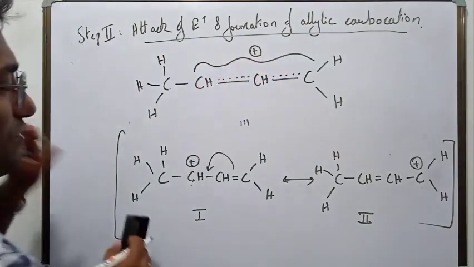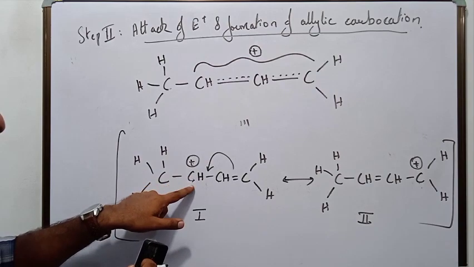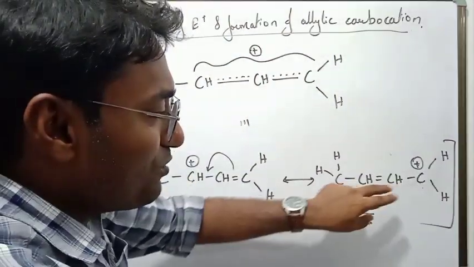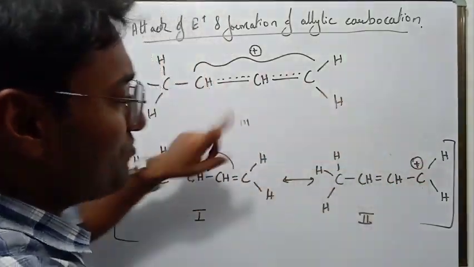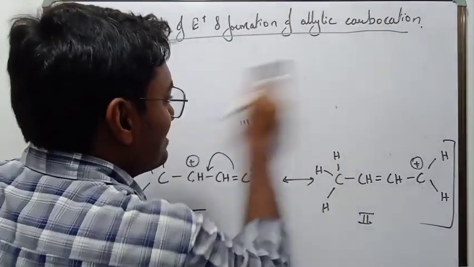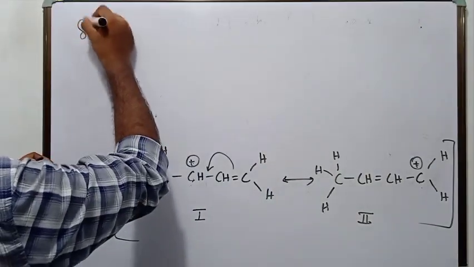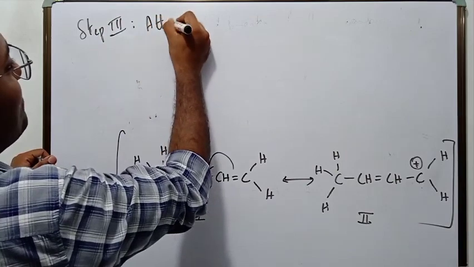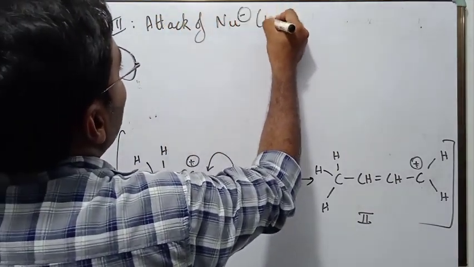Now there are two chances. Either the positive charge may be on the second carbon atom of the allylic carbocation, or the positive charge may be on the fourth carbon atom. Now if Br minus attacks this one, okay, let me rub this. Step number 3, attack of the nucleophile. Which is the nucleophile here? Br minus, correct. Attack of nucleophile, that is Br minus.